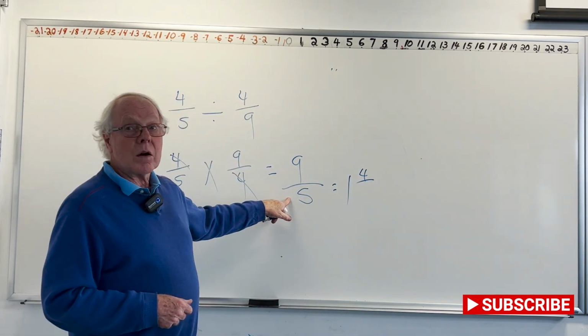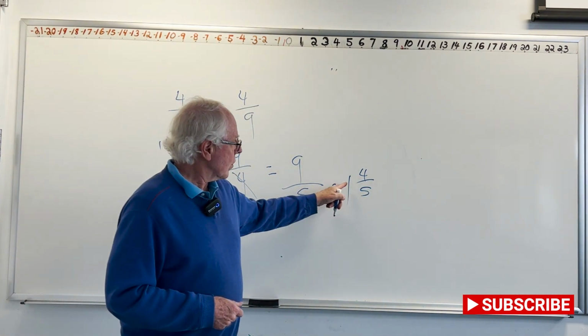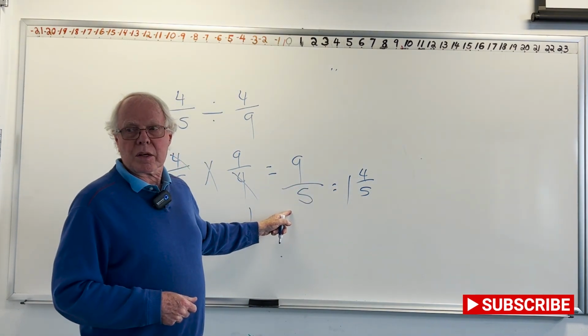4 what? 4/5. Let's just check that with the Sister Mary Victor way. 1 times 5 is 5, plus 4 is 9, 9/5. They're the same thing. Okay?